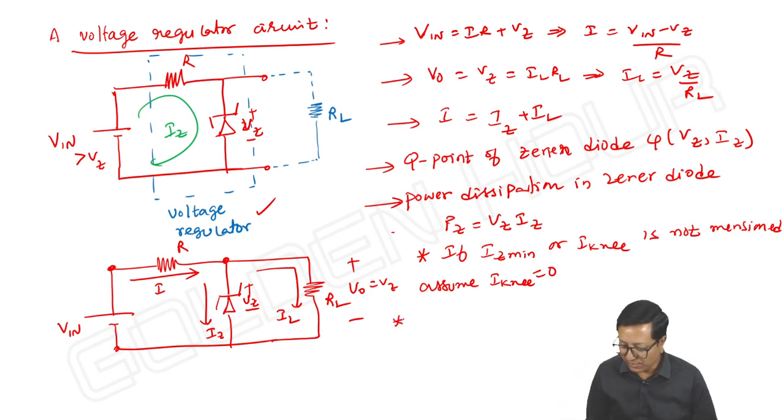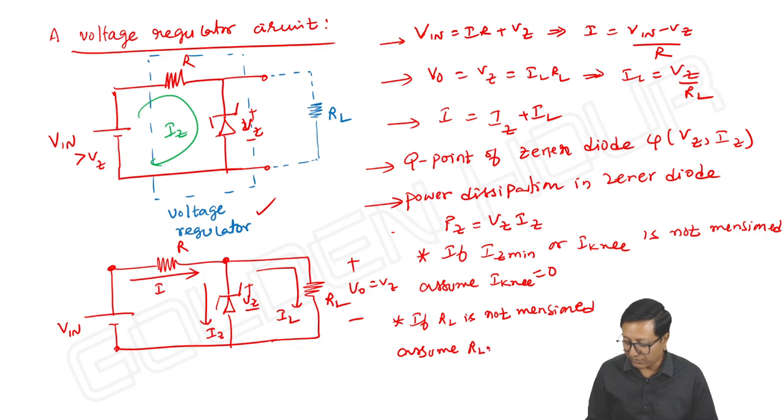If RL is not mentioned, then assume RL maximum, friends, it is not RL minimum, RL maximum is infinity. These are some points to be observed. There are a lot of cases we need to analyze: range of input, range of RL, and range of this resistor R. R is known as the series resistance.